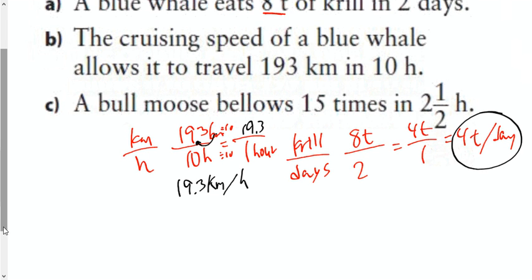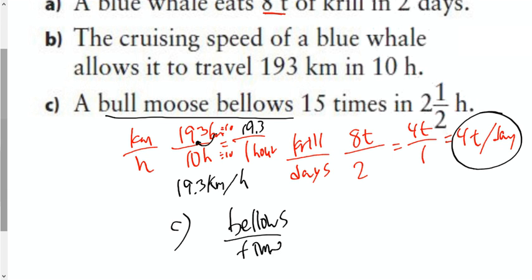And then, of course, my favorite question, a bull moose bellows 15 times in 2.5 hours. And as we said before, a bull moose would bellow in order to let the ladies in the area know that it is available and is looking for love. So 15 times means it is desperate. So bellowing, we're going to have bellows to time. And we're going to put 15 bellows in 2.5 hours.